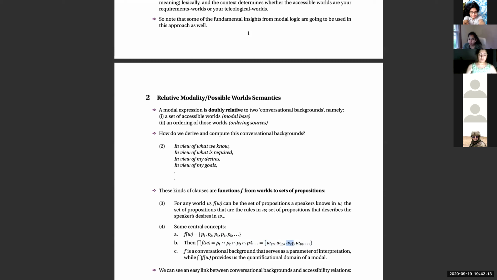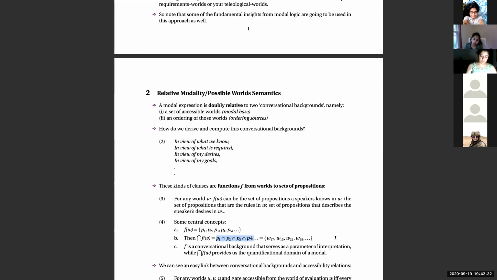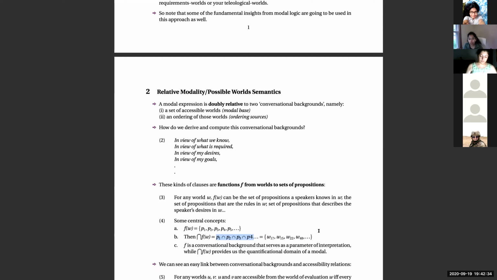So a world in which, let's say world 23 is one in which P2 is false, then world 23 cannot be included in this set. So the set can only have worlds where all of the propositions you just intersected are true. Okay. So this is a central idea. You have a set of propositions, and from there you do generalized intersection on that set, and you get to a set of worlds where all of the propositions are true.